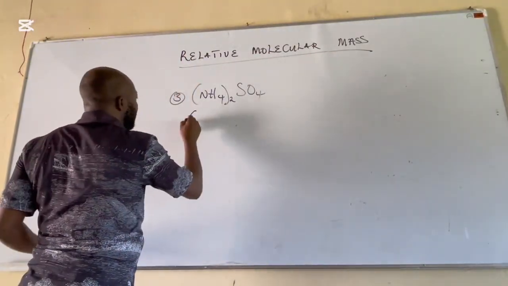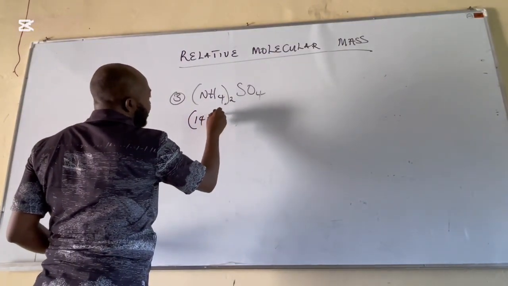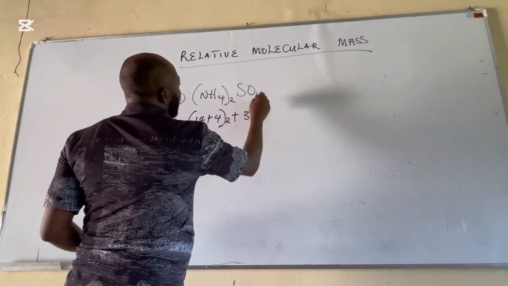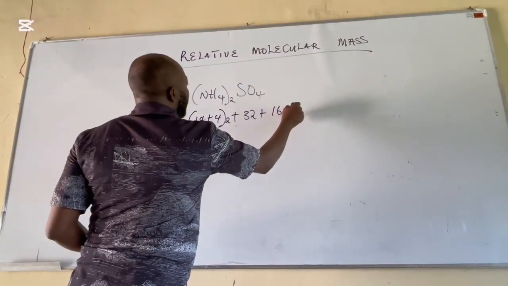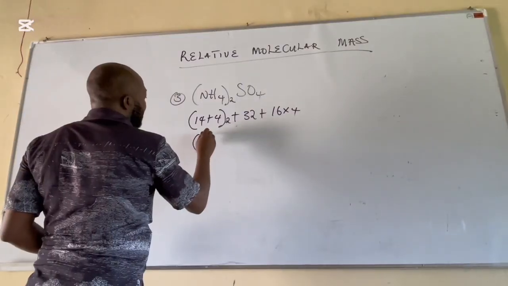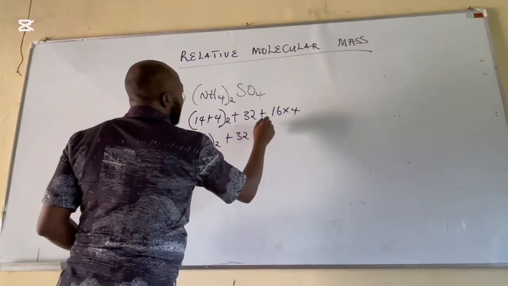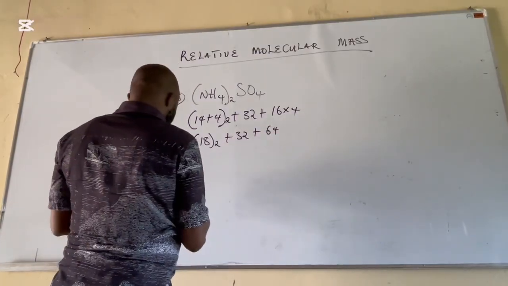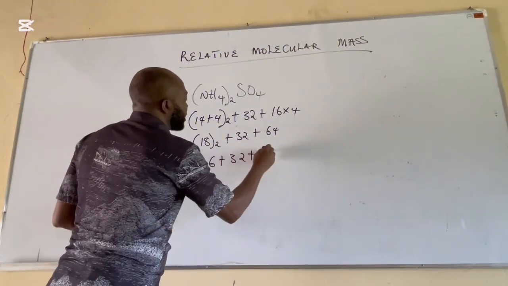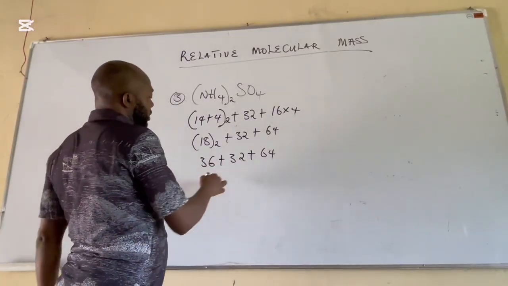So now we go. Nitrogen is 14 plus hydrogen is 1 times 4, which is 4, close bracket 2, plus sulfur is 32, plus oxygen is 16 times 4. Now this is 18, the 2 is outside, plus 32, plus 64. So we're going to begin by doing plus 64. Now let's add 36 plus 32.